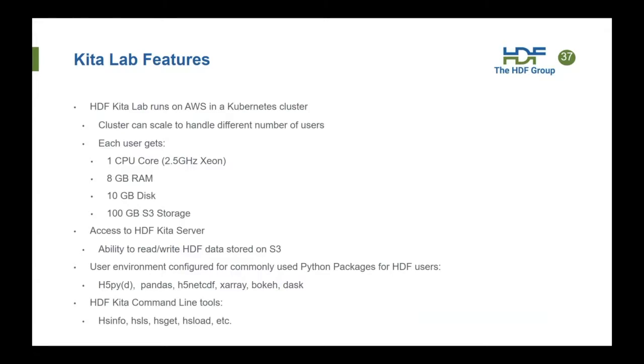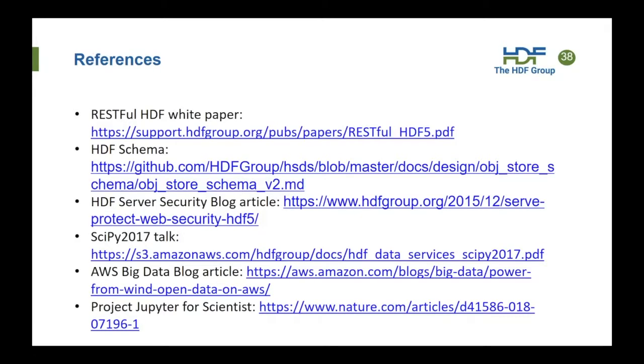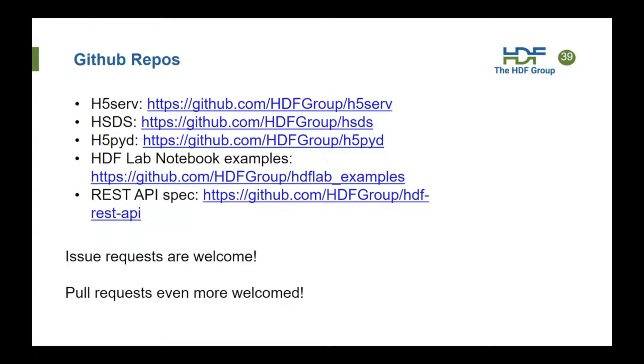Features: each user gets 1 CPU core, 8 gig RAM, 10 gig disk, and 100 gigabytes of S3 storage in HSDS. And we can configure that to more if you have special requirements. And a common set of Python packages. If you have some package that you'd like to see, just let us know, and the command line tools. Okay, and finally, these are some useful links, and that's it.